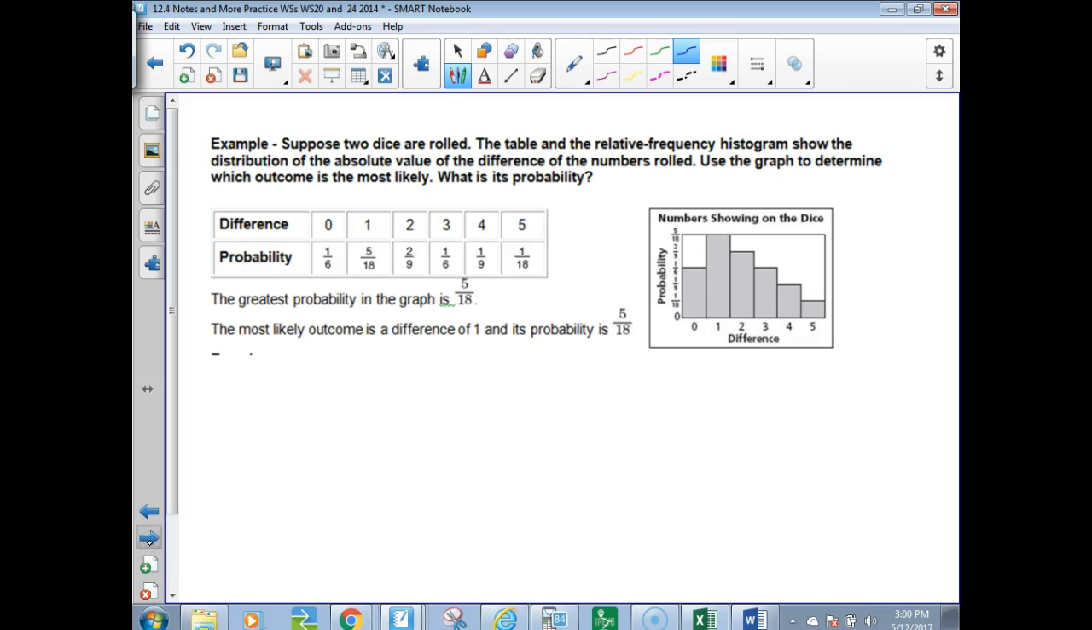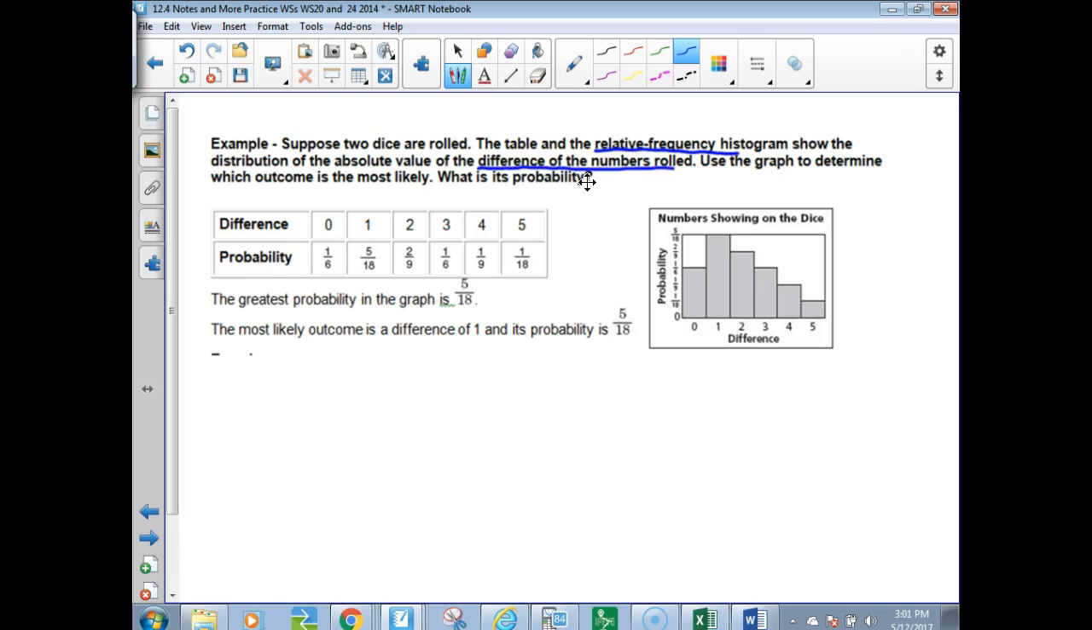Okay, for example, if you were rolling some die, the table here is showing the relative frequency. It's called a relative frequency histogram. It's a theoretical happening. Show the distribution of the absolute value of the difference of the numbers rolled. What would difference mean? Yeah, subtract them.